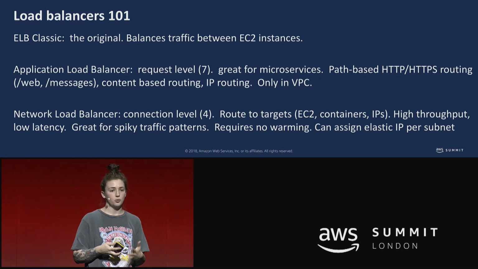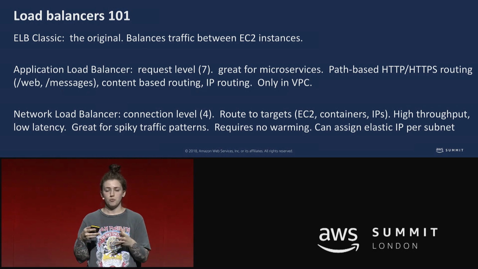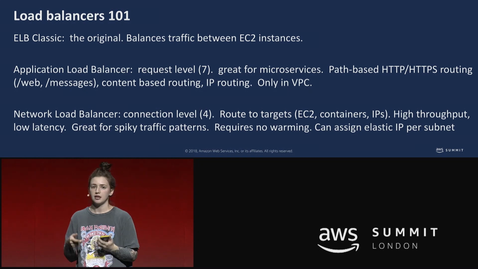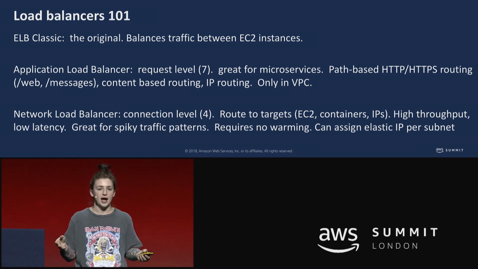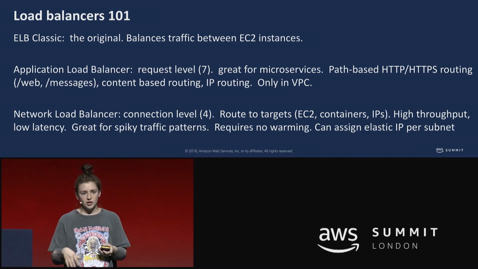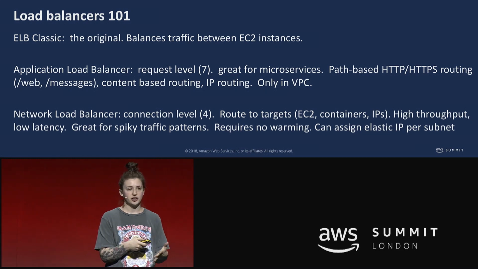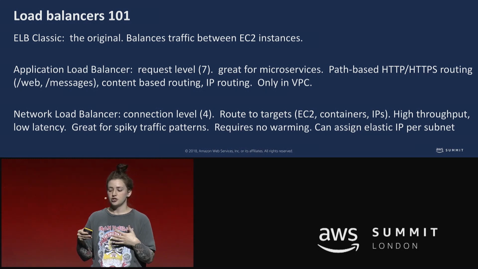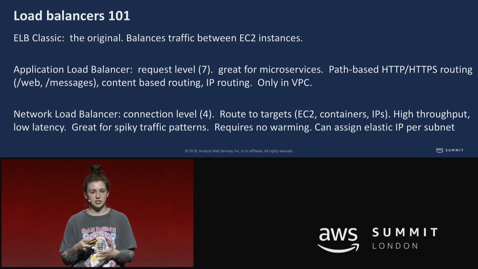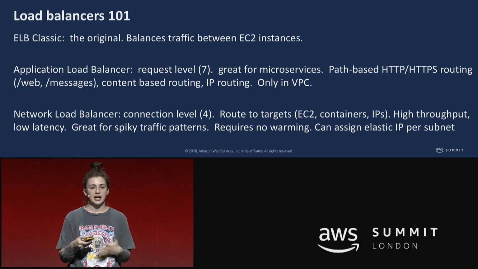That's at the request level, which is layer 7. Great for microservices. You can do path and content-based routing, which means to route to something like /web or /API or /tasks. Only works inside of VPC. Third choice is network load balancer. It's at the connection level, which is 4. Routes to targets, so EC2 instances or containers or IP addresses. Good for high throughput, low latency.